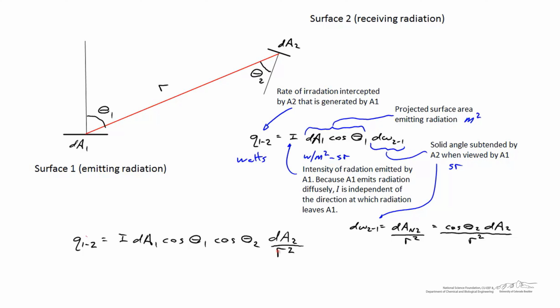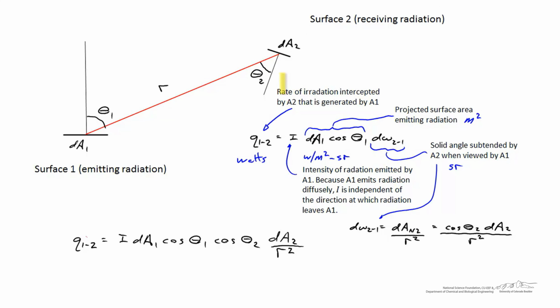So if we made r really large, if we moved dA2 way far away from A1, way out in here, it would receive a lot less radiation from A1 than if we moved it real close. If we put A2 up in this region, you can imagine it receives a lot more radiation than if it was moved way back in here.